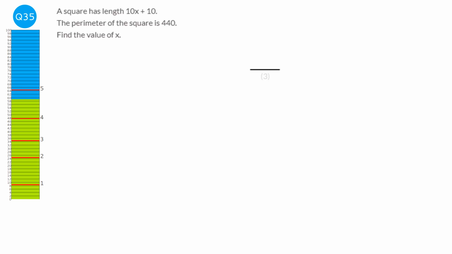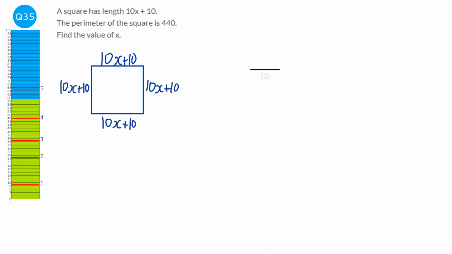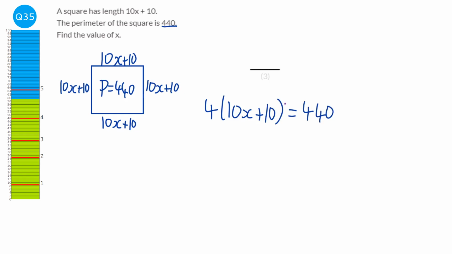First thing I'm going to do is just draw the square out, and we know the length of it is 10x plus 10, but it is a square, so that's the same all the way around it. But we're also told that the perimeter is 440. So what we can do is work out the perimeter in algebra by multiplying 10x plus 10 by 4, or just adding up the 4 lengths that we've got. So we're going to do 4 times 10x plus 10. But we also know that that is going to be 440, because we're told in the question that the perimeter is 440.